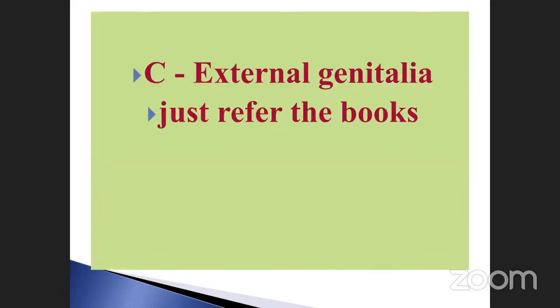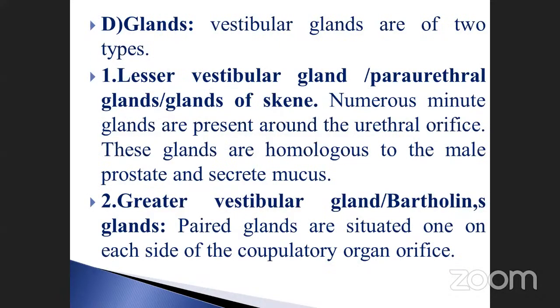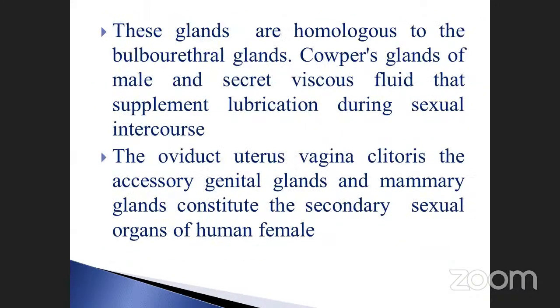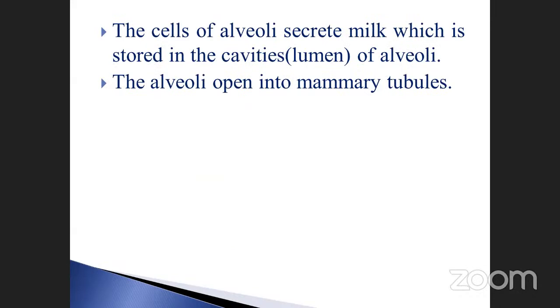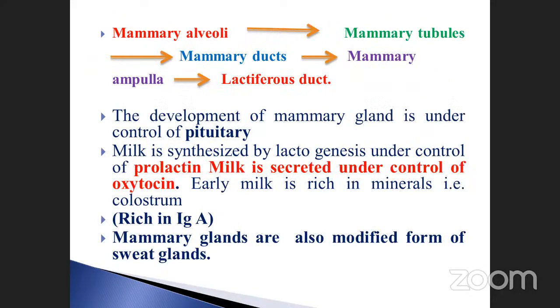And external genitalia. And what are the glands present in it? Lesser vestibular glands, and another one called greater vestibular glands, also present in the female reproductive organs. They have other names also. And another one is called the mammary gland. We already discussed how the milk is transferred from the mammary gland to alveoli to lactiferous duct. Finally, it reaches the lactiferous ducts.